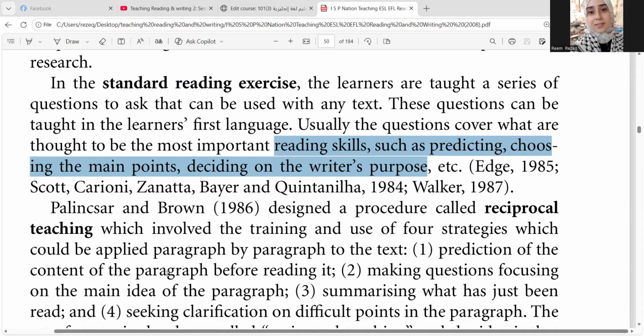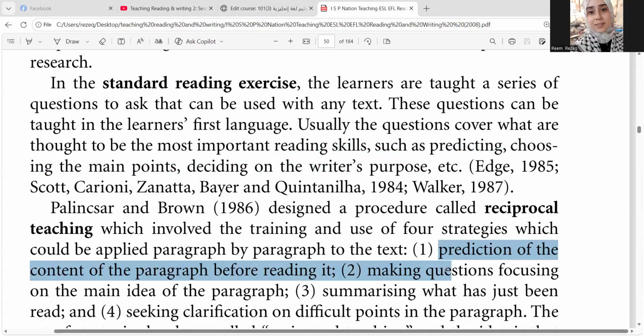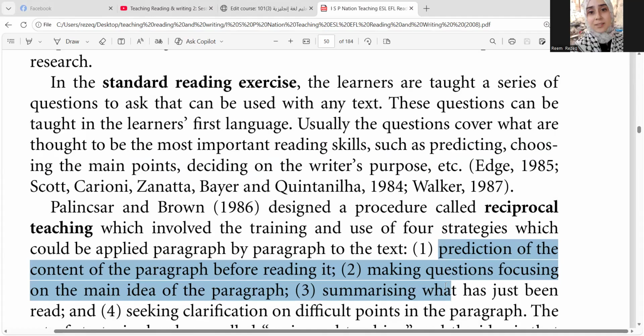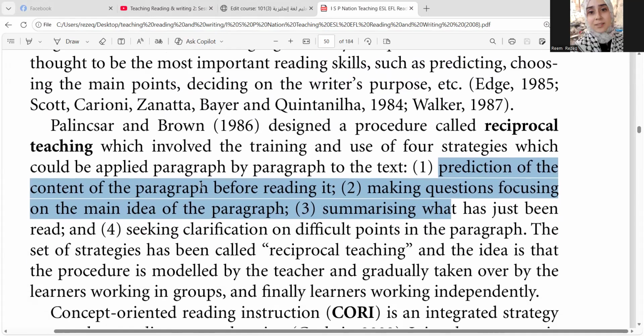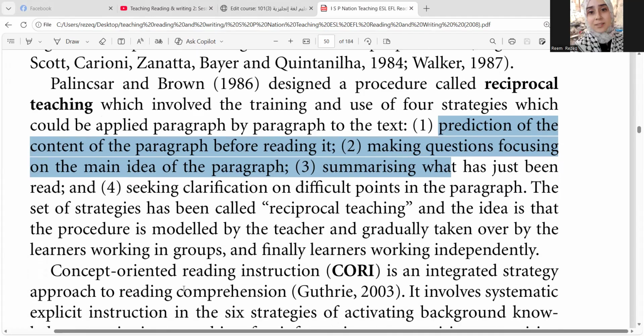So we have here, for example, reciprocal teaching, which involves training and use of four strategies. The first one is production. The second was making questions of the main ideas, summarizing, and making clarifications on difficult points in the paragraph. So the set of strategies has been called reciprocal teaching, and the idea is that the procedure is modeled by the teachers and gradually taken over by the learners working in groups and finally learners working independently.